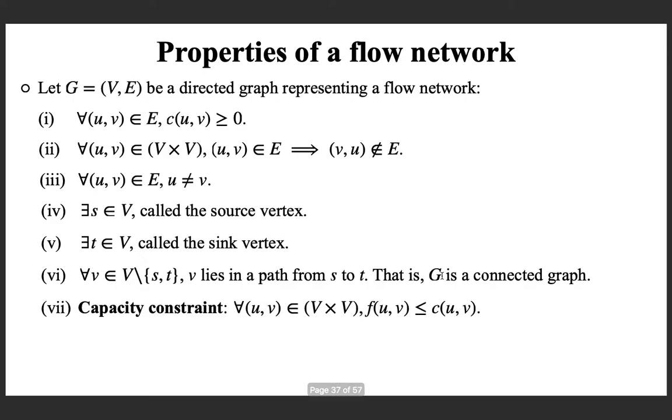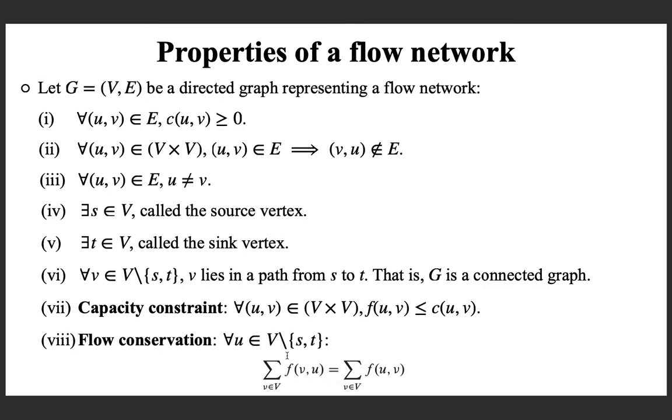Then the next property, which is the capacity constraint that we already identified: on any conduit or edge, the actual flow must be less than or equal to the capacity of that edge or conduit. That is a very reasonable and intuitive requirement. And finally, this equation: for every vertex u, the total actual flow, or total inflow, entering that vertex must be the same as the total flow leaving that vertex.